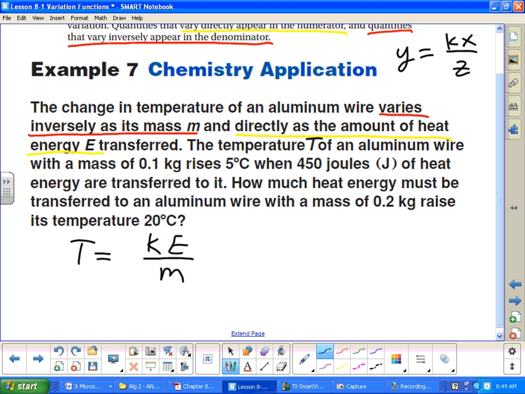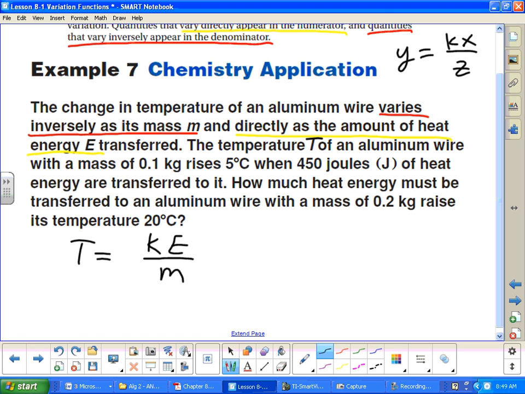The temperature of an aluminum wire with a mass of 0.1 kilograms rises 5 degrees Celsius when 450 joules of heat energy are transferred to it. How much heat energy must be transferred to an aluminum wire with a mass of 2/10 of a kilogram to raise its temperature 20 degrees Celsius?